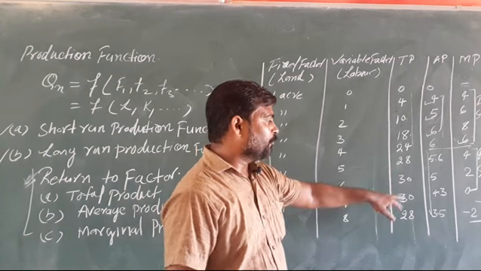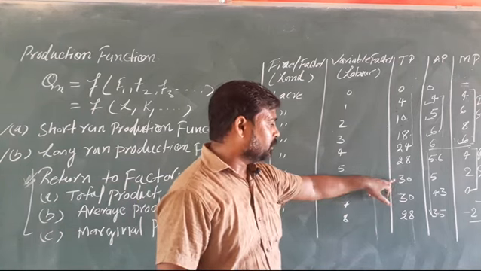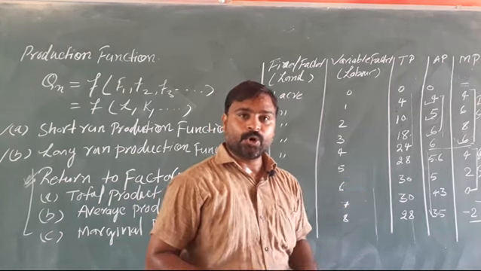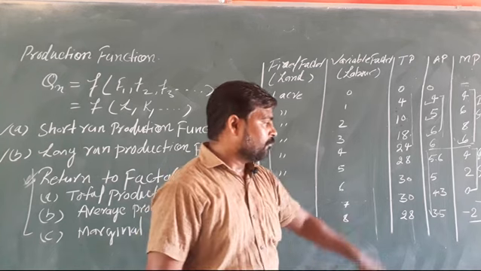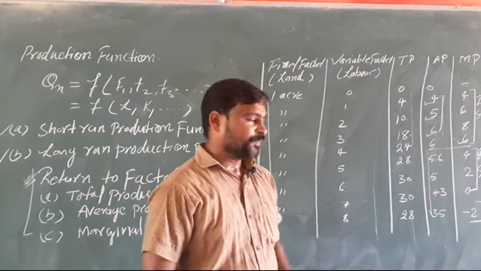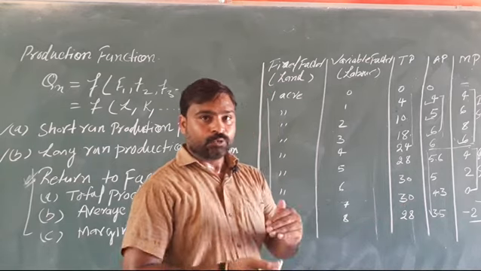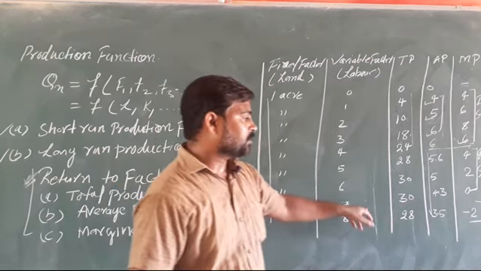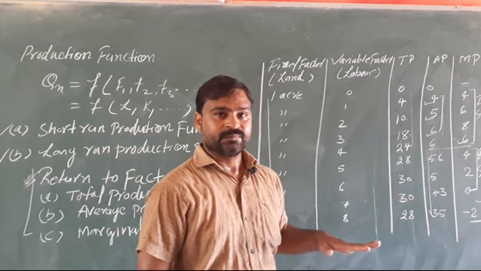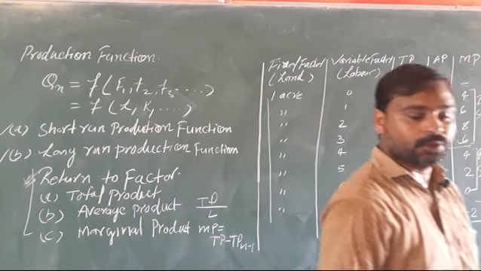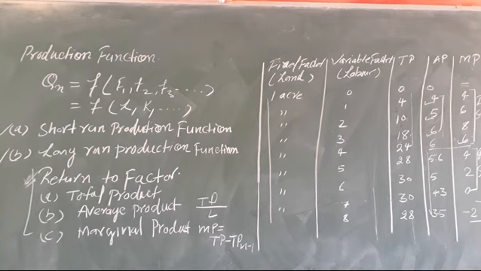When the total product is at maximum, here 30 to 30, marginal product will be 0. And the fourth relation: when total product declines, or decreases, marginal product will be negative. We can state this relation also with the diagram.